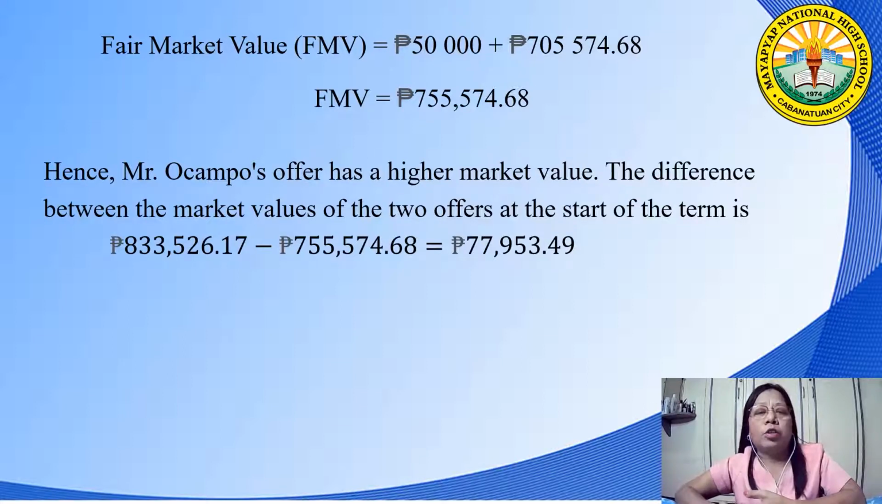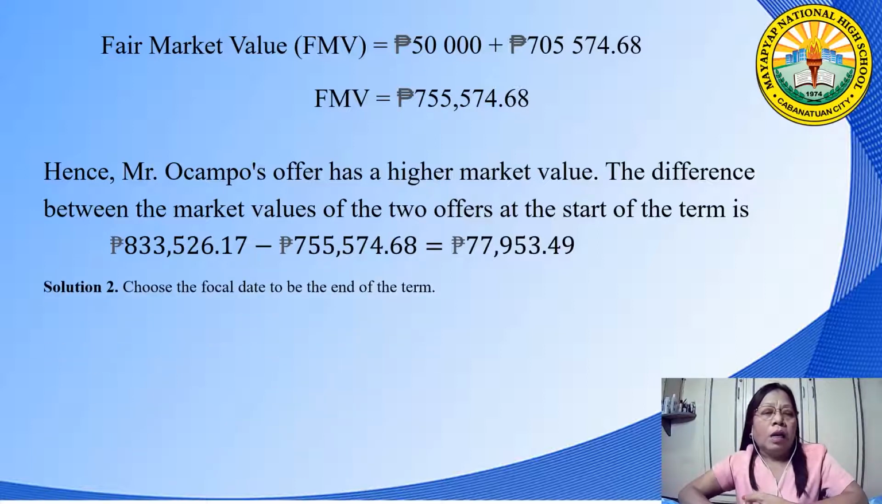The difference between the market values of the two offers at the start of the term is 833,526.17 minus 755,574.68, which is equal to 77,953.49. So the second option is to choose the focal date to be the end of the term.